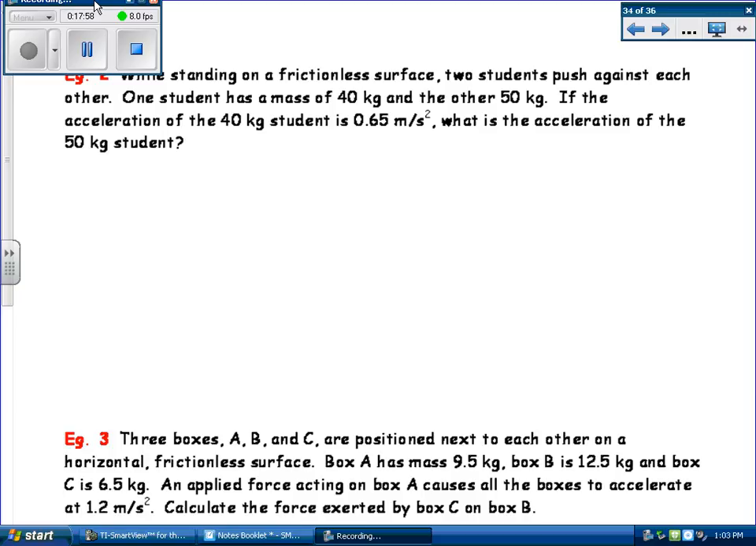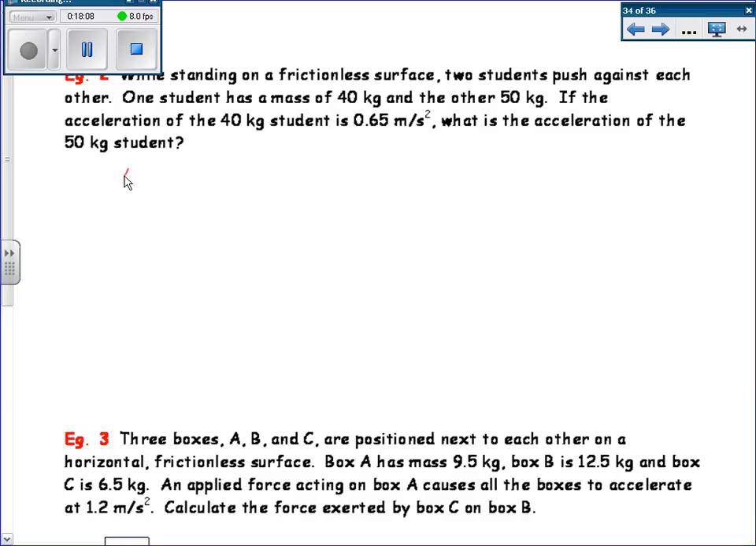We draw a free body diagram for one student, a free body diagram for the other student. So if we look at student A and then student B. Student A will be the 40 kilogram student and student B will be the 50 kilogram student. So this is mass of A. Acceleration of A is 0.65 meters per second squared. And we want acceleration of B.